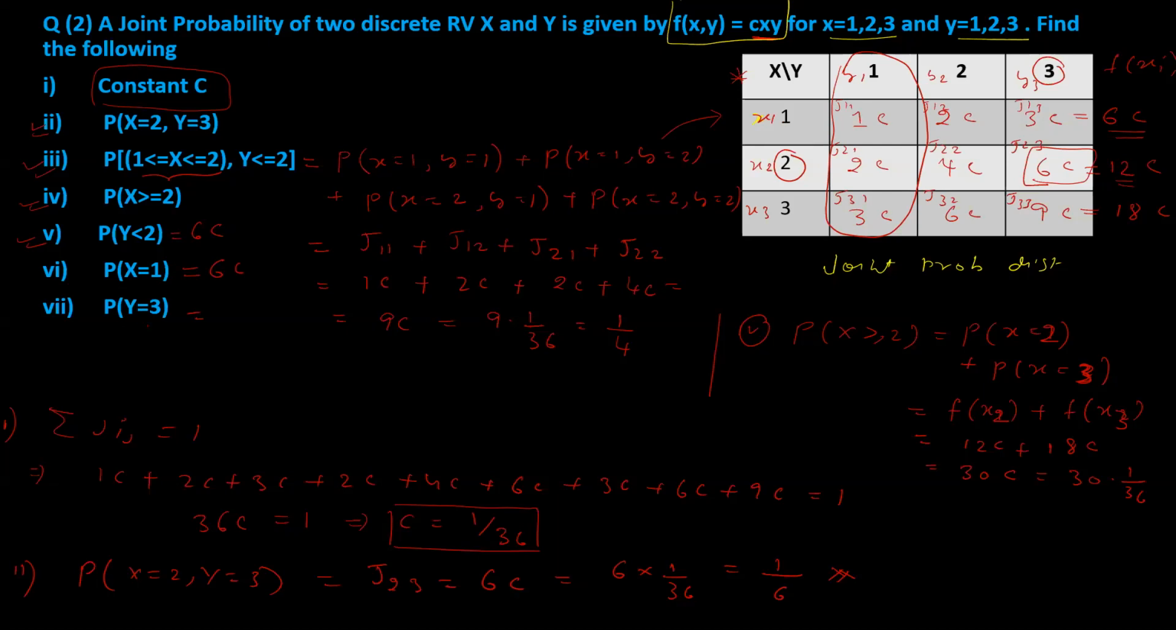What is the probability of y equal to 3? So y equal to 3 means the column of y equal to 3 you have to add. So 9 plus 6, 15, 15 plus 3, 18. So this will be 18c.